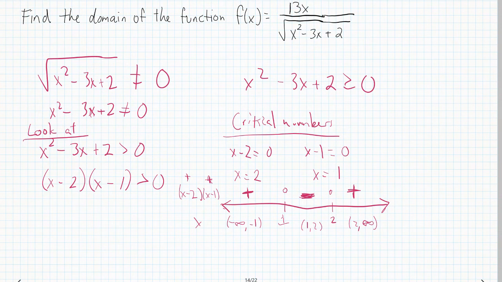Okay, so notice when we actually go about the solutions, we don't want to include 0, so we have open circles, and we want to go in the positive directions. So our solutions are these two intervals.